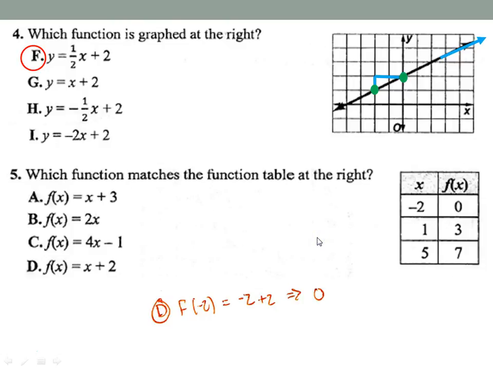So if I check out answer choice D, and I plug in the negative 2, whoa, it's 0. So I'm going to check another one. I'm going to plug in the 5, and yo, it's 7. Kaboom! We know the answer is D.